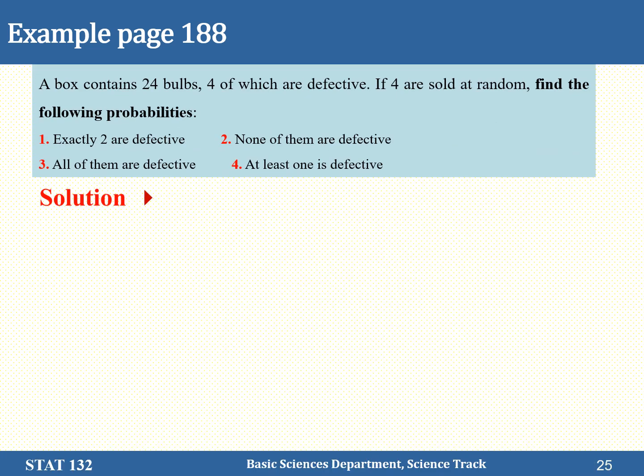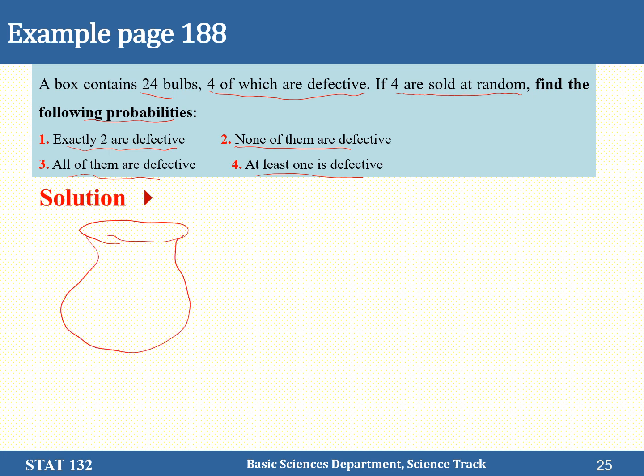Let's look at this example. A box contains 24 bulbs, 4 of which are defective, and if 4 are sold at random, find the following probabilities. Now, 1, exactly 2 are defective; 2, none of them defective; 3, all of them defective; and 4, at least 1 is defective. Now, okay, let's try to visualize the situation.